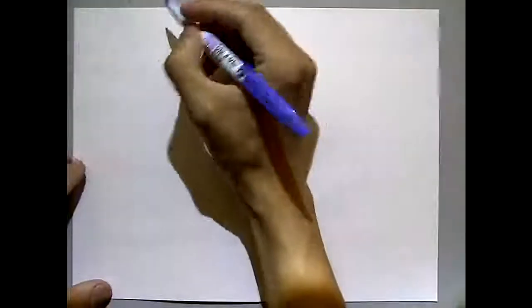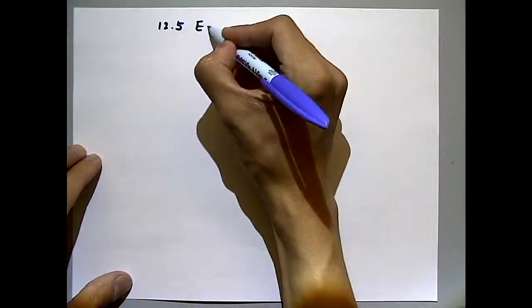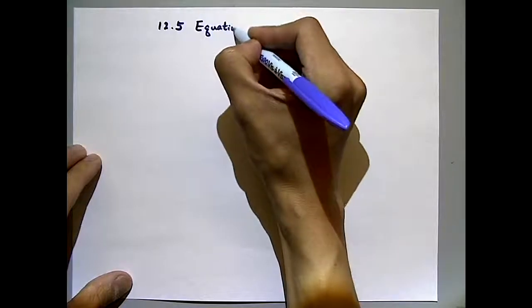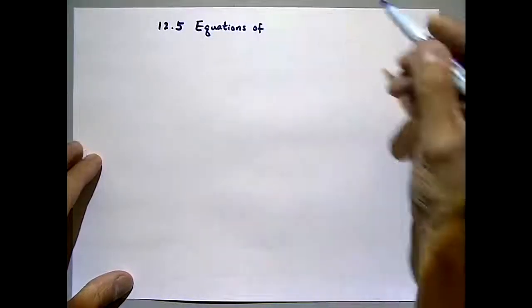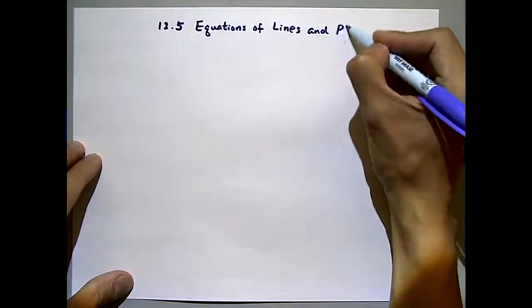Okay, so we're going to move on. We're going to look at section 12.5 today. And you're going to find out that the way we cover things in 261 is very much like how you cover things back in Calc 1. We'll start by looking at simple shapes, but everything will be in 3D as opposed to just 2D. So in 12.5, we'll be looking at equations of lines and planes.